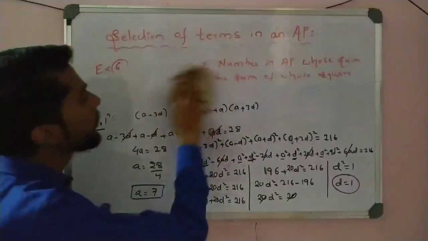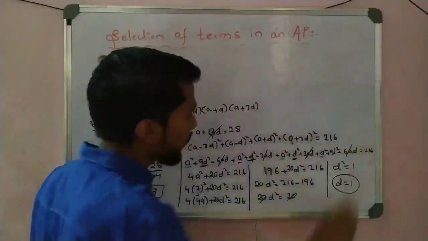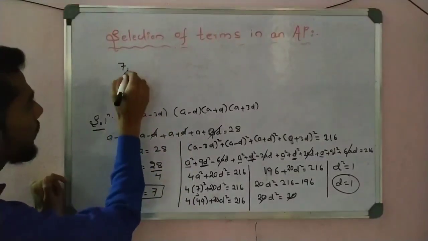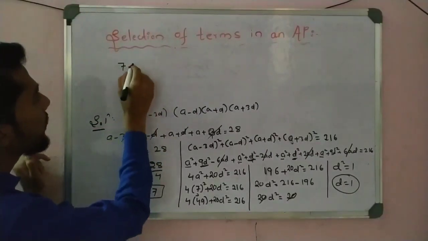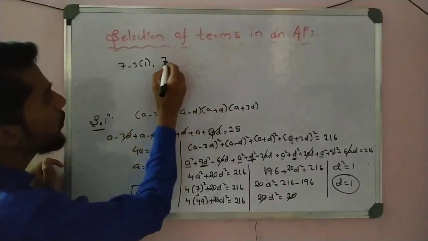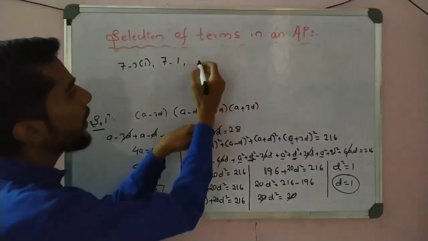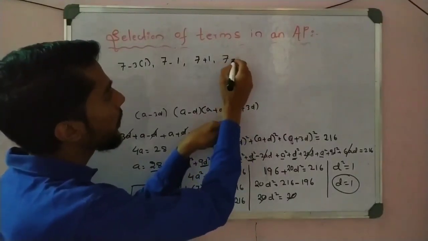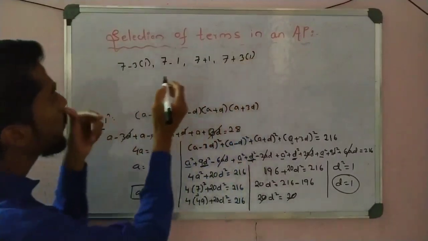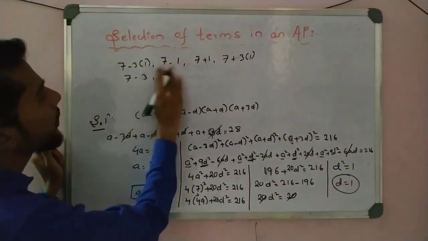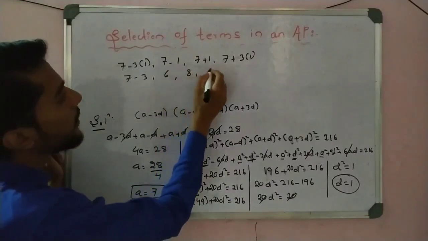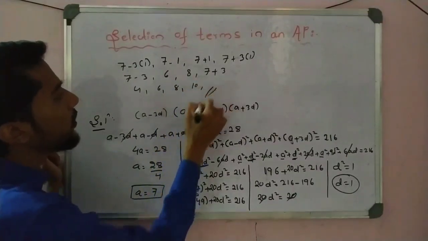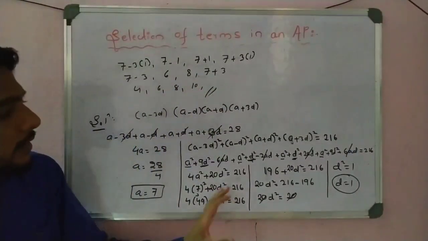So I can remove the question here. See what a is equal to, the first term: a is equal to 7 minus 3 times 1, next a is equal to 7 minus 1, next a is 7 plus 1, next a is 7 plus 3 times 1. So how much do we get? 7 minus 3 is 4, 7 minus 1 is 6, 8, and 7 plus 3 is 10. So 4, 6, 8 and 10 are the required numbers.